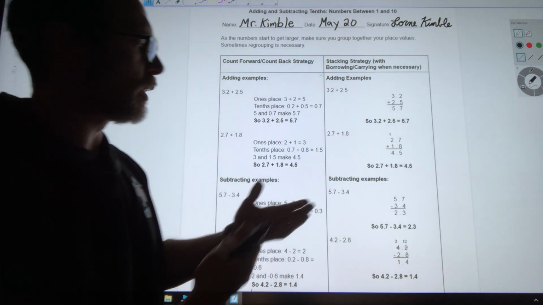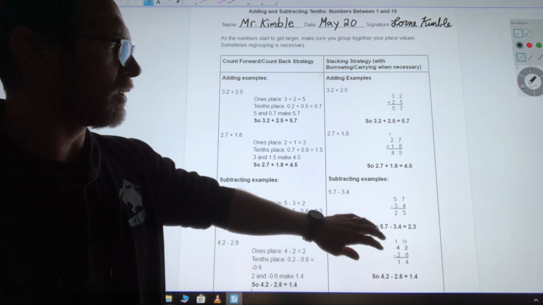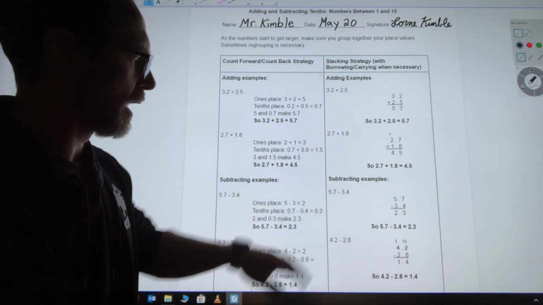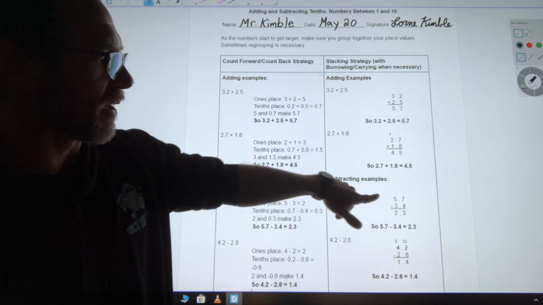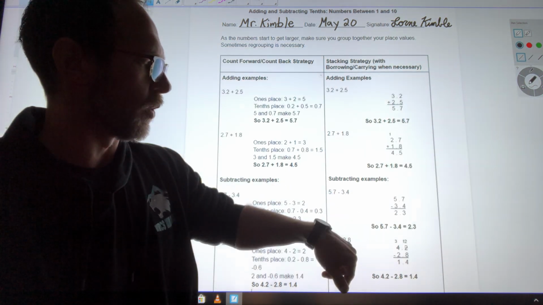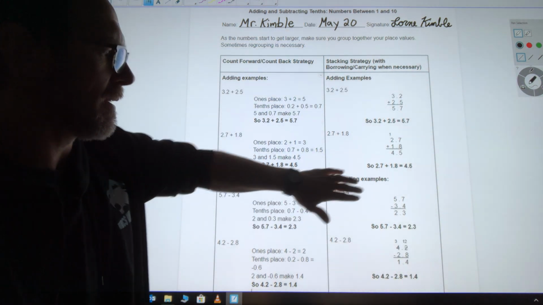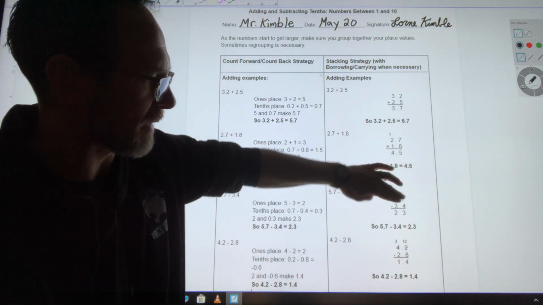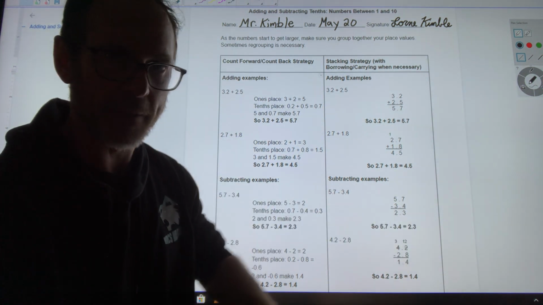Subtracting, we can stack also. If we end up with regrouping, we do something called borrowing. Up here it's called carrying, down here it's called borrowing. For subtracting, if I have what I call a simple stacker, 5.7 minus 3.4, I would probably be more likely to use the mental math strategy. But basically what I do is I have my place values nicely lined up. 7 minus 4 is 3, 5 minus 3 is 2, so my answer is 2.3.